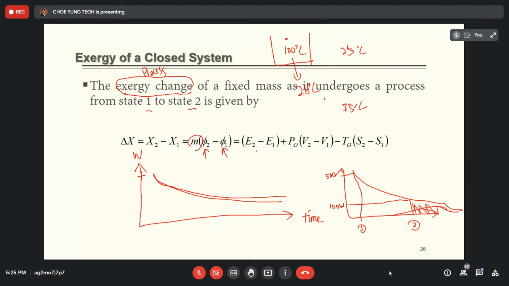Okay, and then same thing. This is the change of internal energy, work done to the surrounding, and this is the irreversibility. The potential energy and kinetic energy will mostly be ignored if there's no change from the beginning to the end stage. Okay, so this we call an exergy change.